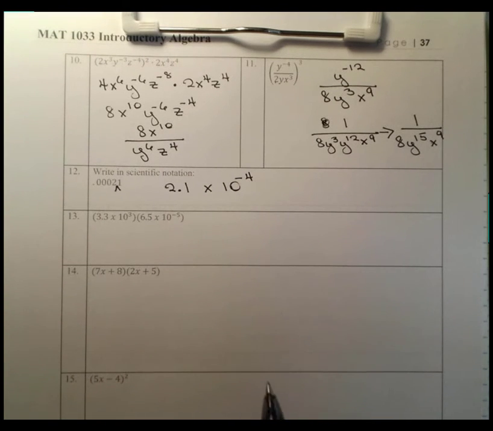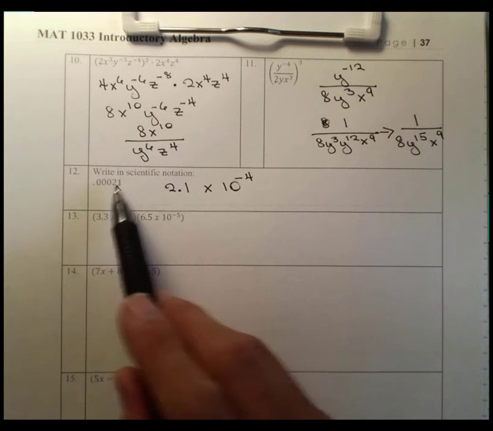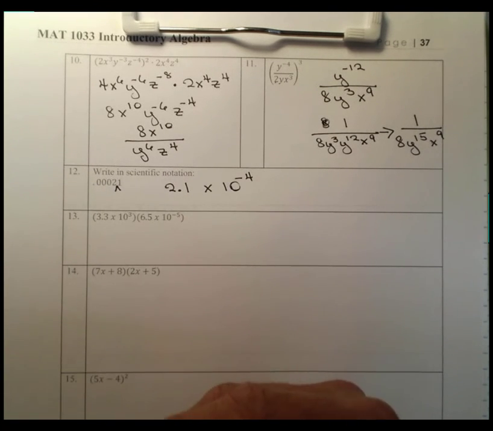You can look at it like that, or you can say, well, this is a really small number. It's much smaller than 1, so it's going to have a negative exponent.